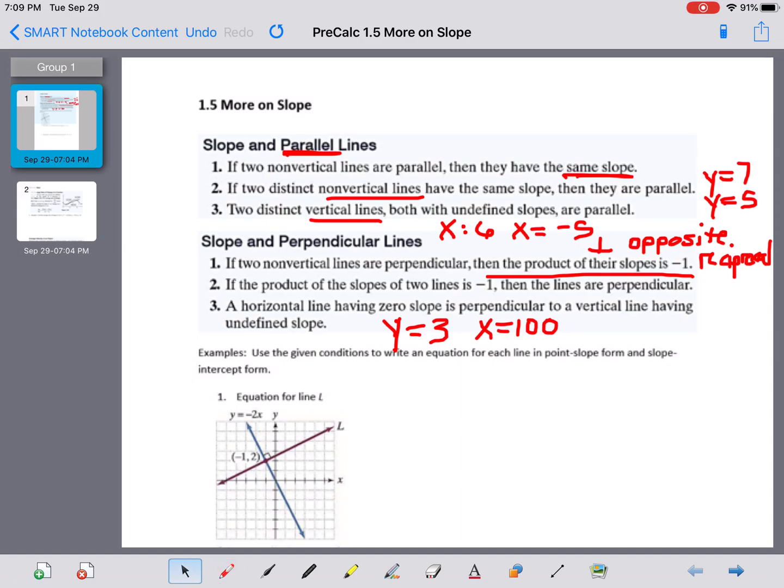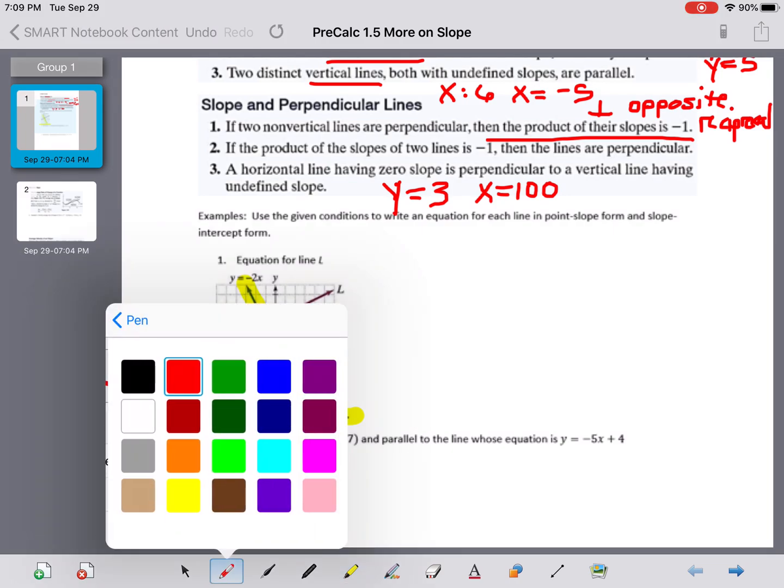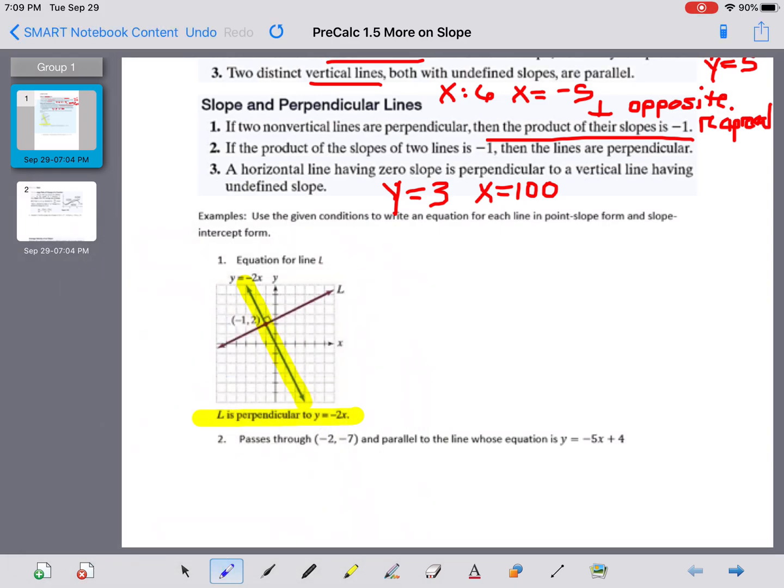Okay, so it says use the given conditions to write an equation for each line in point slope form and slope intercept form. Okay, so let's make sure we're clear what we're doing here. We need L is perpendicular to the line y equals -2x. Okay, so this is the line y equals -2x, and we are trying to write the equation for line L. That's our job, okay? So we need to look first, what is the slope for our perpendicular line?